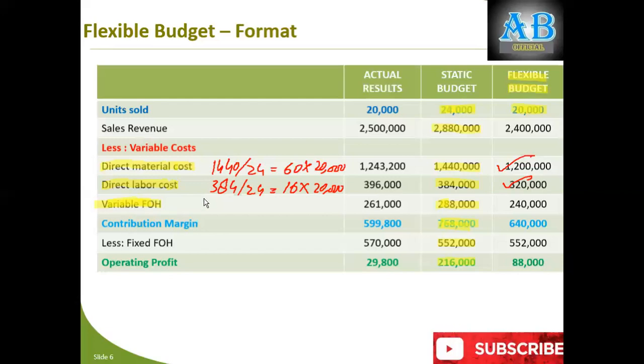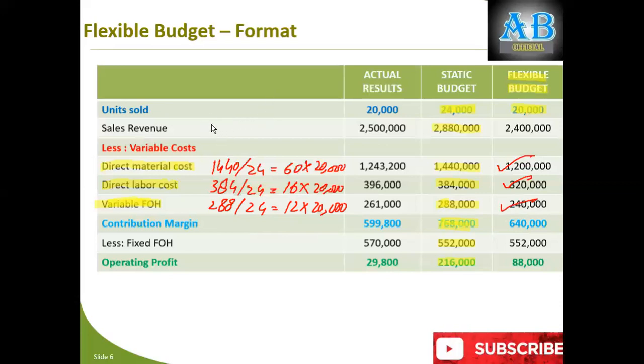Now variable FOH, 288 divided by 24 equals 12. So times 20,000, which is equal to 240,000. Now come towards sales revenue.